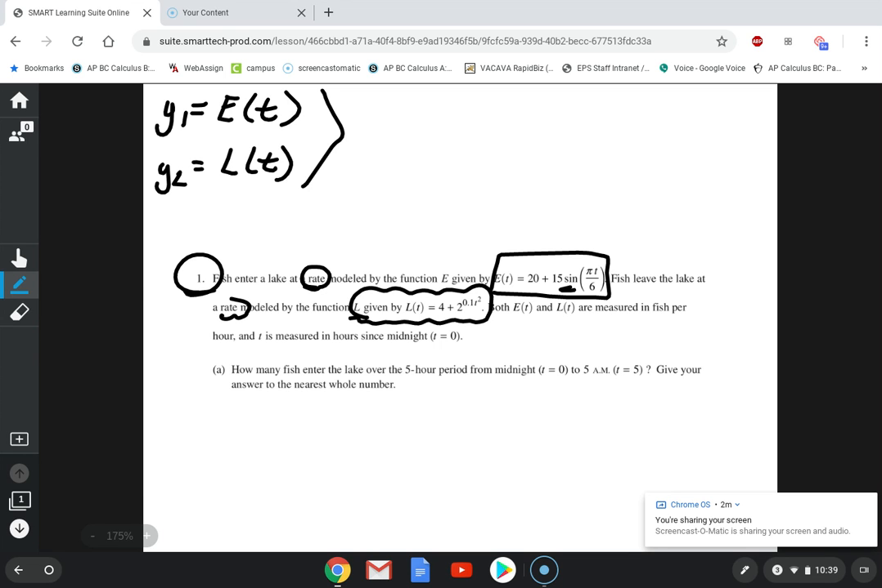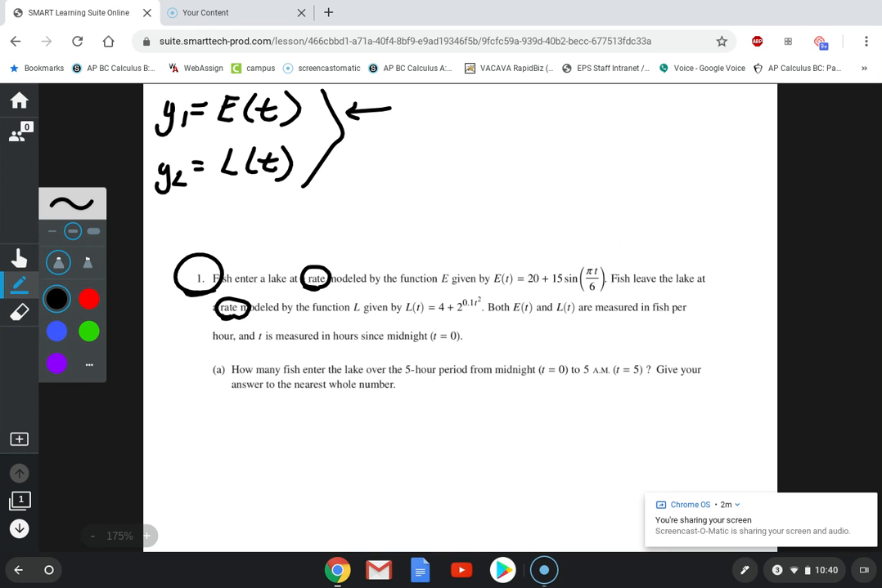Then we have another rate, which is the rate at which the fish are leaving the lake. Now, you notice up above, I have this typed. I would type these in my calculator as y sub 1 and y sub 2 so that I have them for use later in the problem. But I'm not going to write that on my AP question response that I would upload, because the AP board hates it when you have calculator speak.